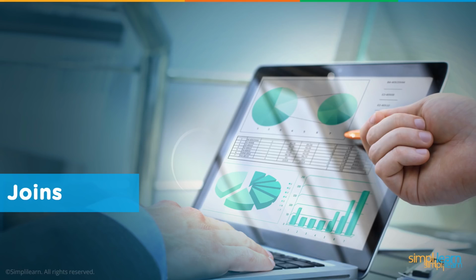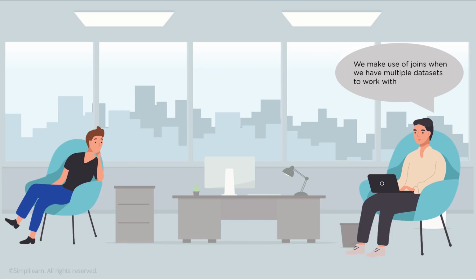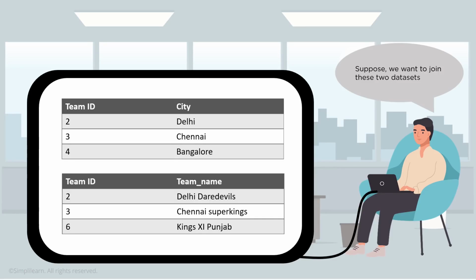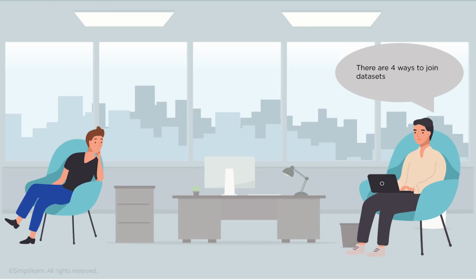Next, we'll talk about joins. We will make use of joins when we have multiple data sets to work with. Suppose we want to join these two data sets, one of which has a team ID and what city that team is in. The other one has a team ID and tells you the name of the team. There are 4 ways to join data sets.